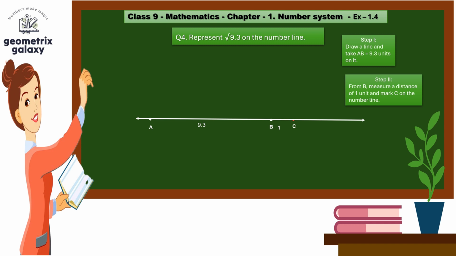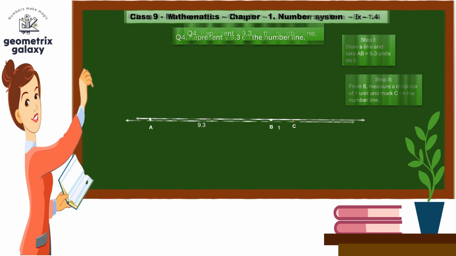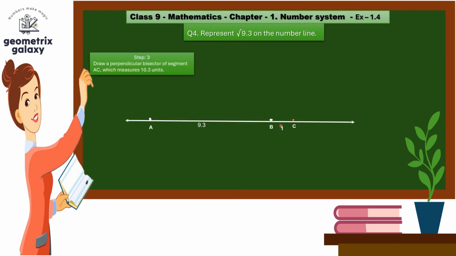Now for the line segment AC, that is for the line segment 10.3, we need to draw a perpendicular bisector. I don't know how many of you understand if I say draw a perpendicular bisector. So I am teaching you how to draw a perpendicular bisector for any given line segment. We need to draw a perpendicular bisector to find the midpoint of AC.